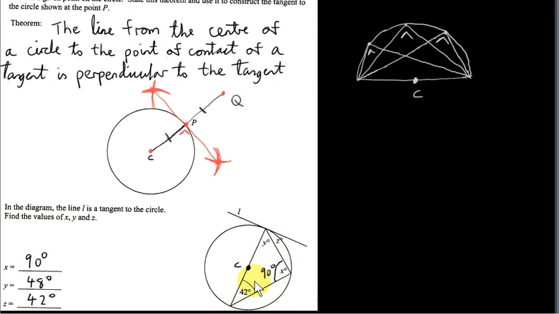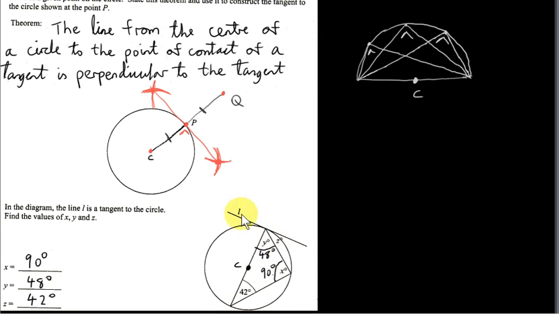Now we have two angles inside this triangle. If we know two angles, we can get the third angle. We can get y degrees because the three angles add up to 180 degrees. So y is 48 degrees because 42 plus 90 plus 48 equal 180 degrees.